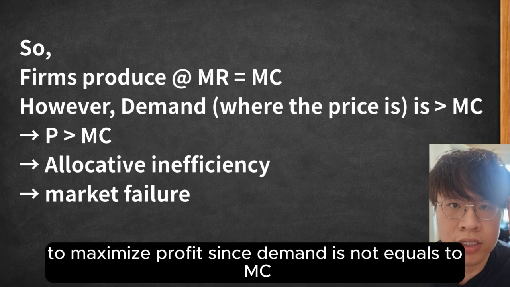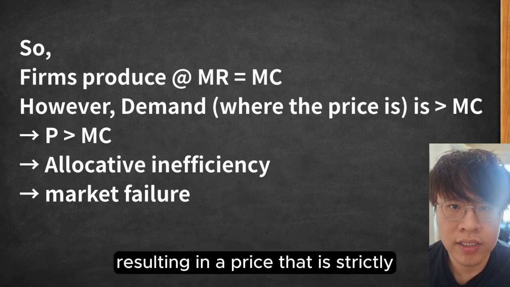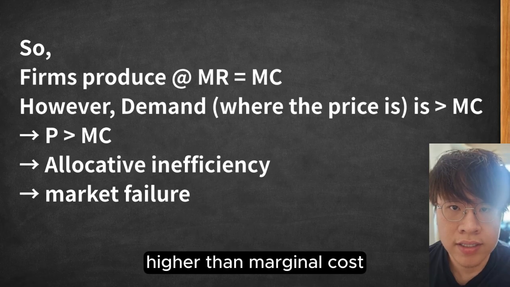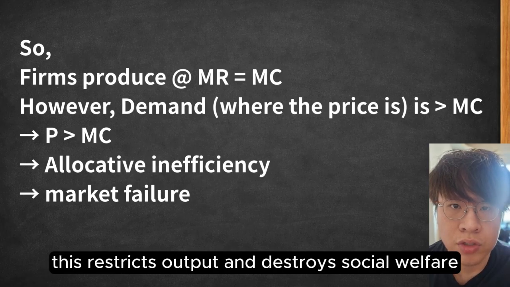To summarize, monopoly power causes market failure because the firm produces where MR = MC to maximize profit, and since demand is not equal to MC, this results in a price that is strictly higher than marginal cost. This restricts output and destroys social welfare.